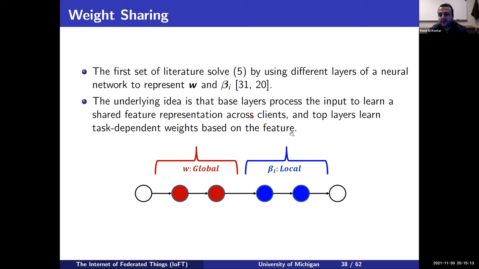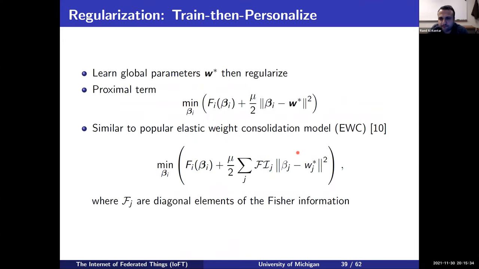Now, there are some other papers that switch those around and say, okay, the first set of layers should be personalized, and the last set of layers should be global layers. So this is a very intuitive idea where in a neural network, you divide the layers, some of them global, some of them personalized, and you just collaborate to learn the shared or global weights, okay?